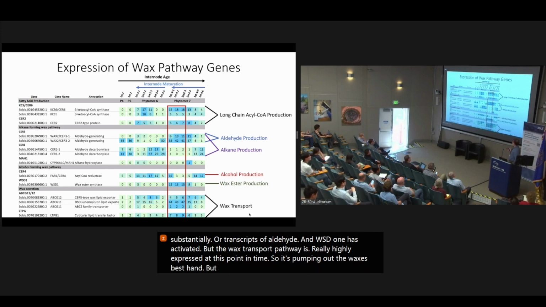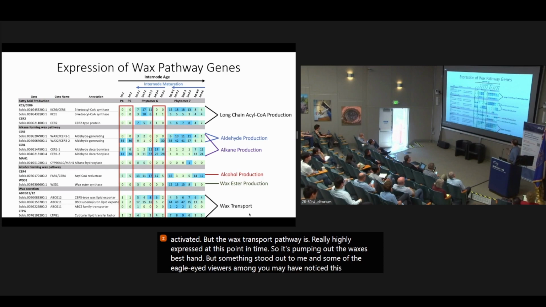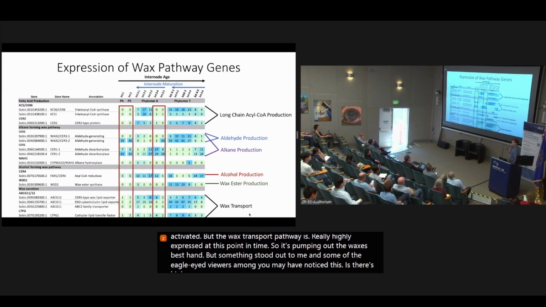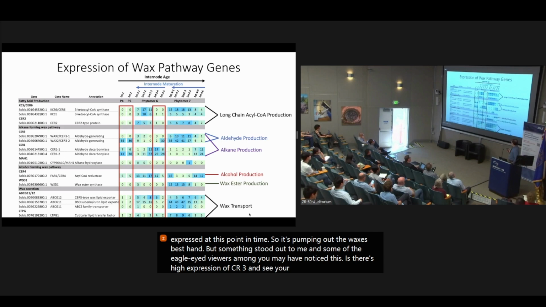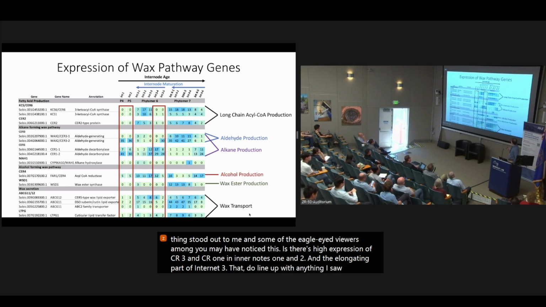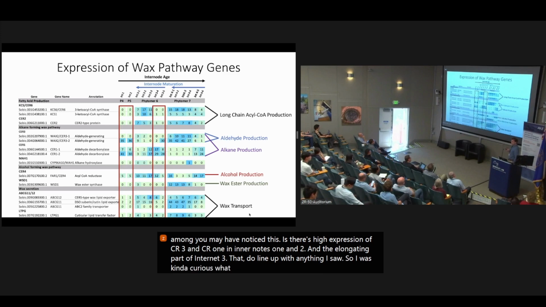But something stood out to me, and some of the eagle-eyed viewers among you may have noticed this, is there's high expression of CR3 and CR1 in internodes 1 and 2, and the elongating part of internode 3. That didn't line up with anything I saw, so I was kind of curious what's going on there.